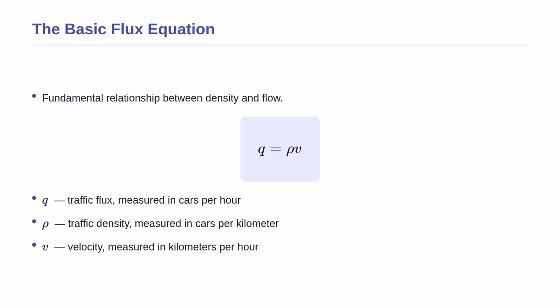To build our mathematical model, we first need to define our core variables. This simple multiplication is the foundation of our entire model. Here, Q represents the traffic flux, which is the rate at which cars pass a specific checkpoint. Rho represents the traffic density, or how tightly packed the cars are on the road. And V represents the velocity of the vehicles. If density increases while velocity stays the same, the flux goes up. For example, if you have 50 cars per kilometer traveling at 100 kilometers per hour, exactly 5,000 cars will pass your observation point in one single hour.